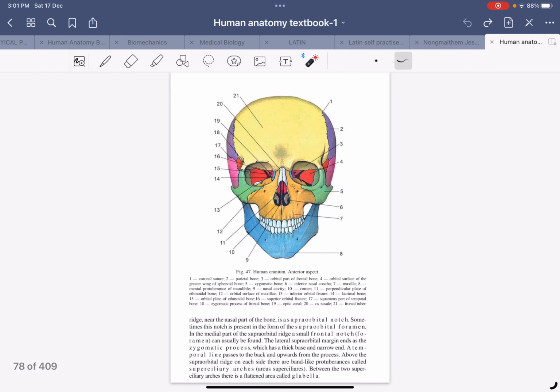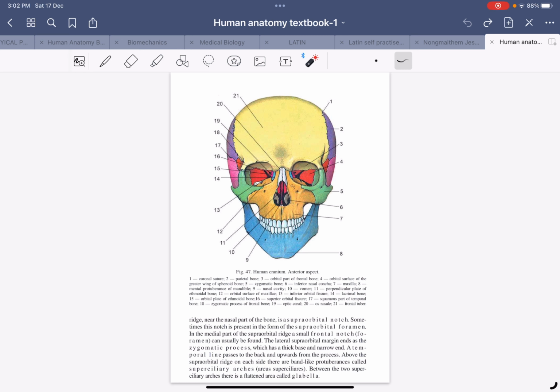On the supraorbital ridge near the nasal part of the bone, there is a supraorbital notch. It means near the nasal part, which is here, nasal part. Sometimes this notch is present in the form of supraorbital foramen. Okay, it says it is present in the form of supraorbital foramen. In the middle part of the supraorbital ridge, a small frontal notch or foramen can usually be found.